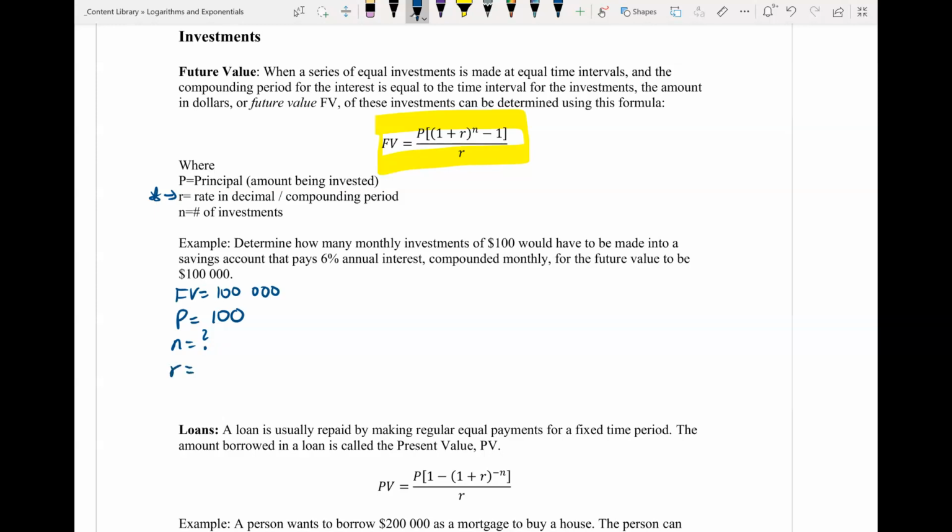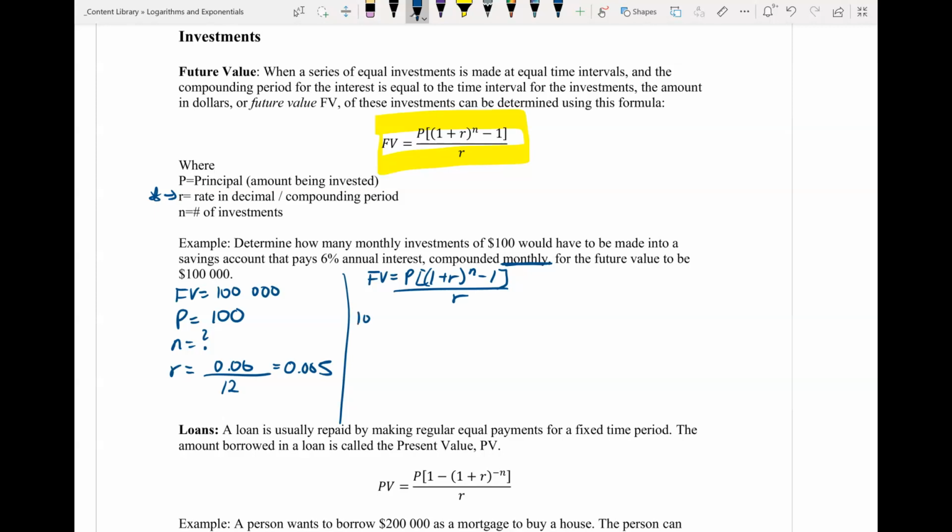R is going to be the rate in decimal, so that's 6% divided by 100 to give 0.06 as our decimal, and then divided by our compounding period. It says monthly, so that's 12 times in a year. You can simplify this. 0.06 divided by 12 is 0.005. So now let's go ahead and write down our formula and try to plug in all the information that we do know.